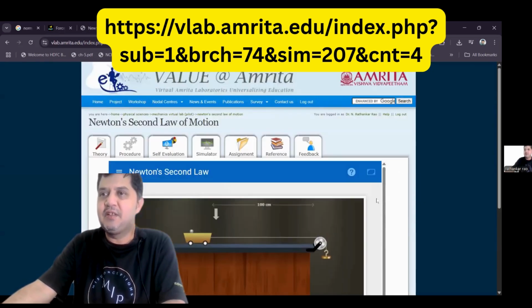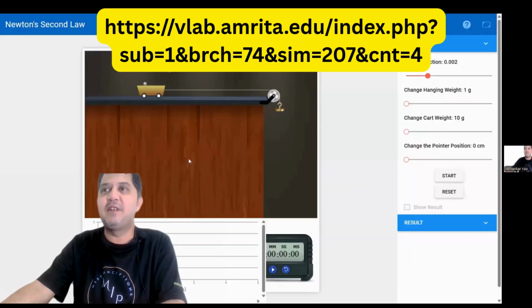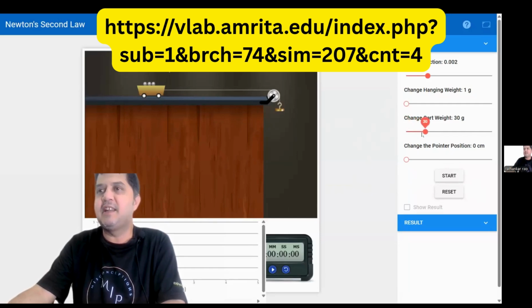What I will do is, I will make this bigger. Okay, now I have this one here. Now as a result, I can change the mass, I can change the parameters given here. I can change the cart weight, which is initially 10 grams. I can change the pointer position also, which is a reference point. Now I'll change the cart weight to something like 30 grams, or maybe I'll start with a higher value. I'll start with 100 grams.